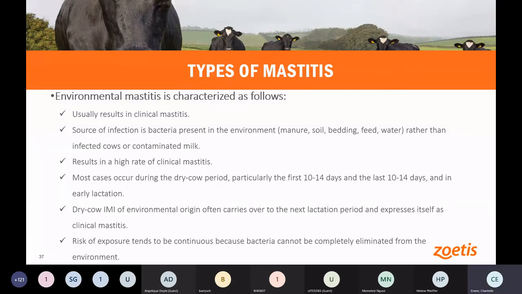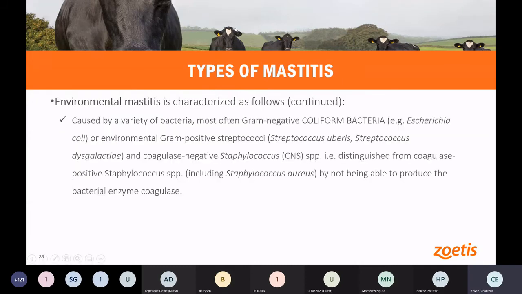Okay, this is usually caused by gram-negative bacteria such as E. coli, or then Strep aureus and Strep galactia that I just mentioned as well. Like I mentioned before, CNS, coagulase negative staphylococcus, has also been implicated in environmental mastitis.